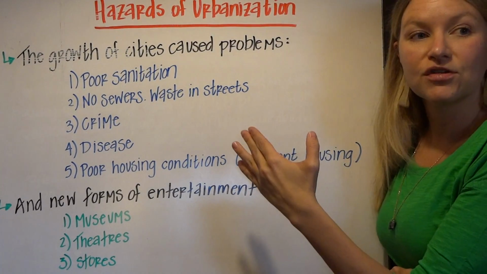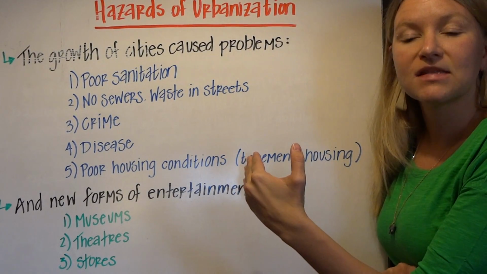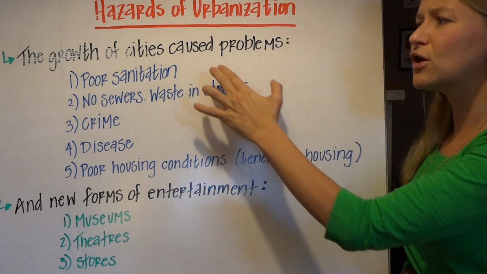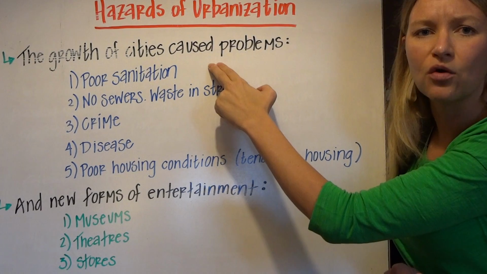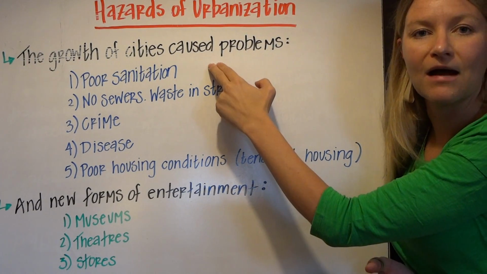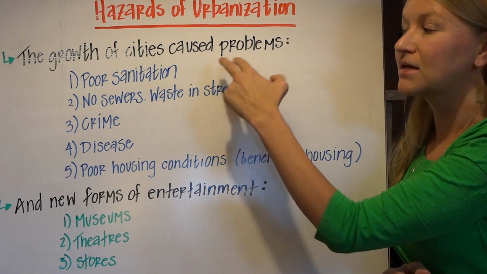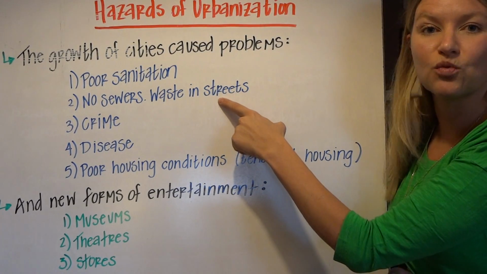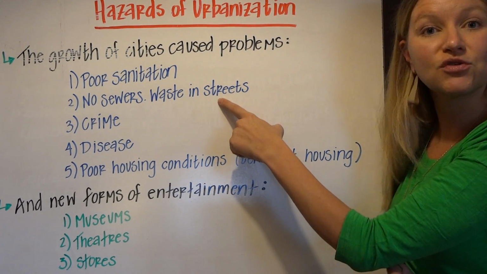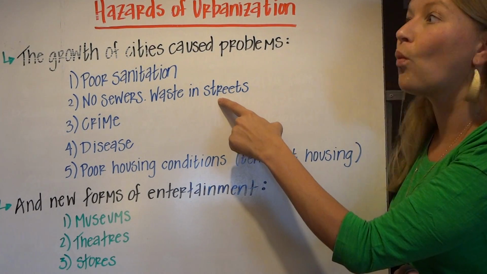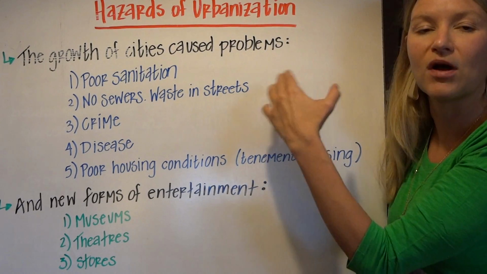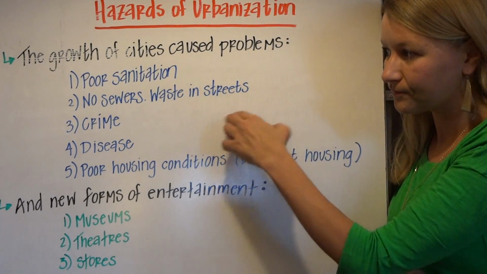Some of the hazards of urbanization, the things that had negative effects on our cities. First of all, so many people were moving at such a quick rate that we did not have proper sanitation in our cities. There were no sewers, there was waste in the streets, and it was really hard to fix the problem once we had already started the process of overcrowding those cities.